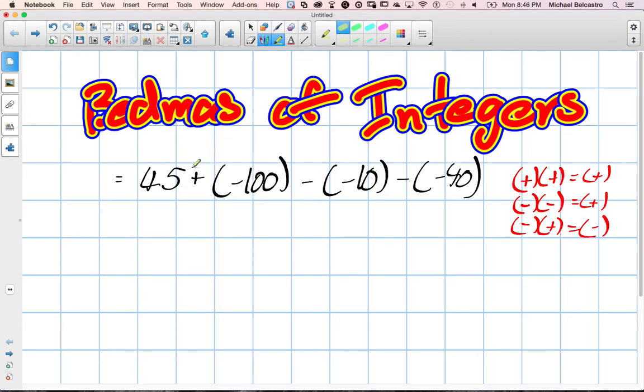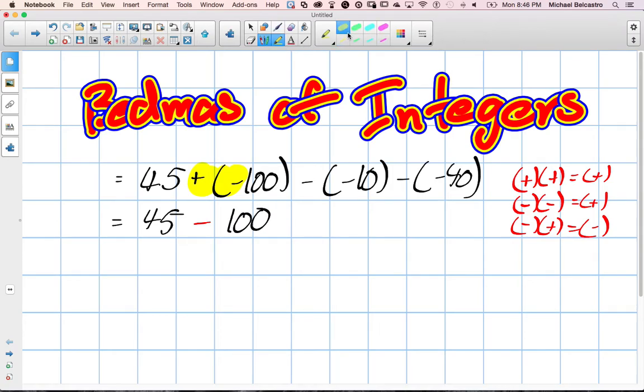So let's highlight. I got a positive and a negative. According to my rules, if I have a positive and a negative, what can I turn those two integers into, simplify, just using one? Negative. So now it's 45 minus 100.